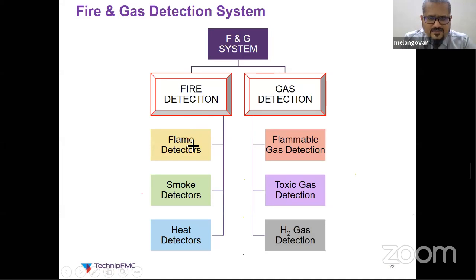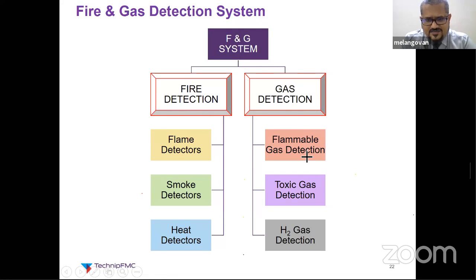For fire, we have three types: flame detectors, smoke detectors, and heat detectors. The flame detector works on the principle of optics, by seeing the flame. And these two, smoke and heat detectors, are based on the products of the fire. The product of the fire is smoke. If there is smoke, there is a fire. Likewise, if you measure heat, there is a fire. So these two detectors are based on the products of fire, and the flame detector is based on the fire itself.